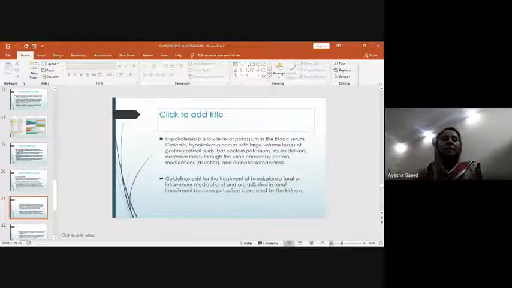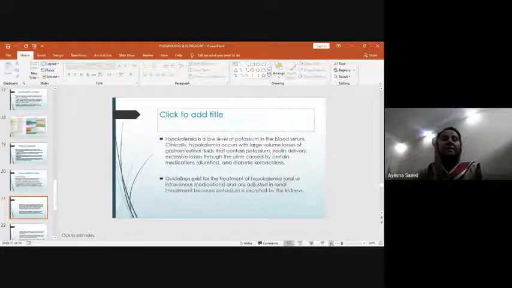And how is that going to occur? Due to vomiting. Insulin delivery in diabetes, when insulin is injected in the blood. Excessive losses through the urine caused by certain medications like diuretics. Diuretics are medicines that increase the urination to lower the blood pressure, but it has a side effect that more potassium will be lost. And diabetic ketoacidosis.